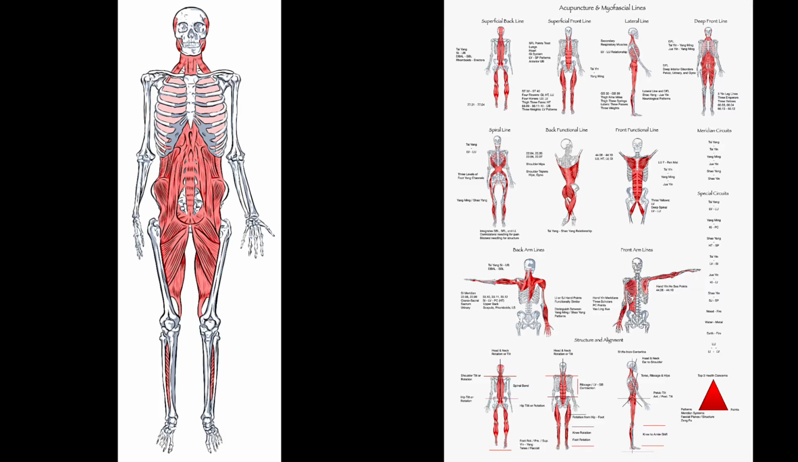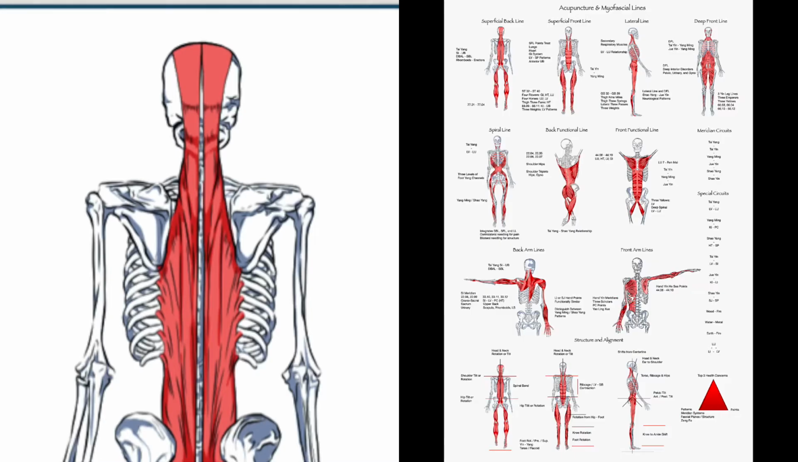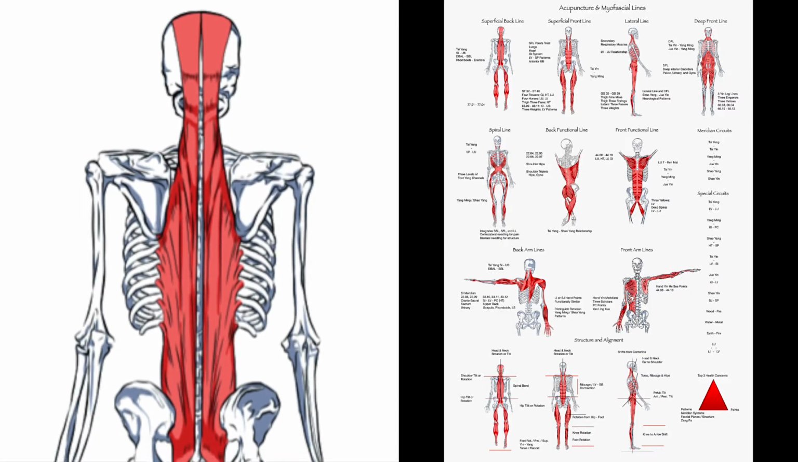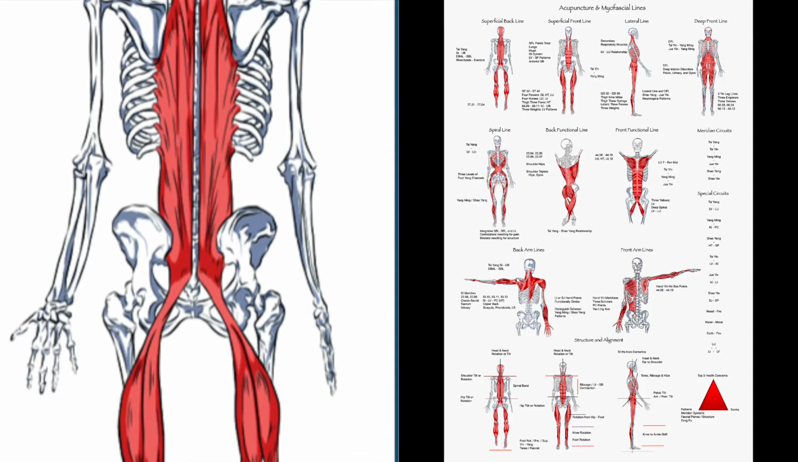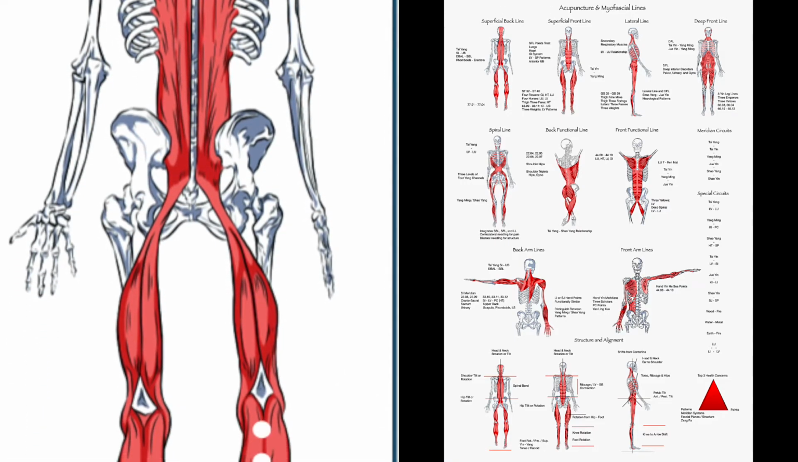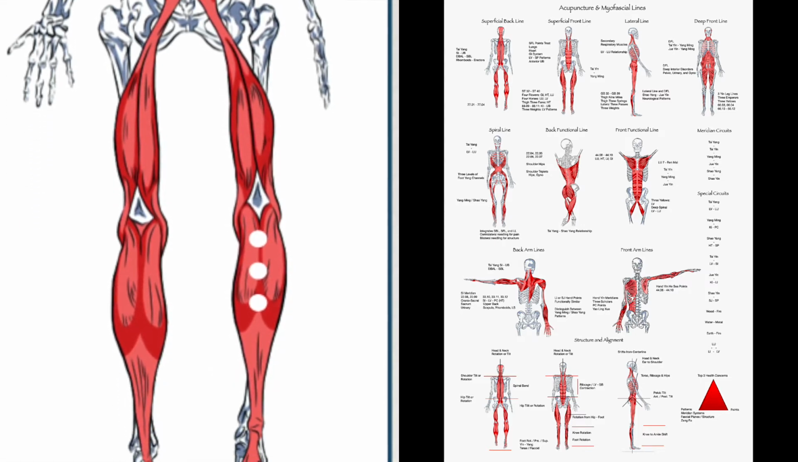Now, to get started though, let's start with the superficial back line, and we can see that it looks a lot like the urinary bladder meridian. Now, along the superficial back line, we'll have a series of points, the points that we're all familiar with that are a part of the bladder meridian. But what this image demonstrates is that the particular muscles along this line are very specific, and the muscles are all connected through the fascia.